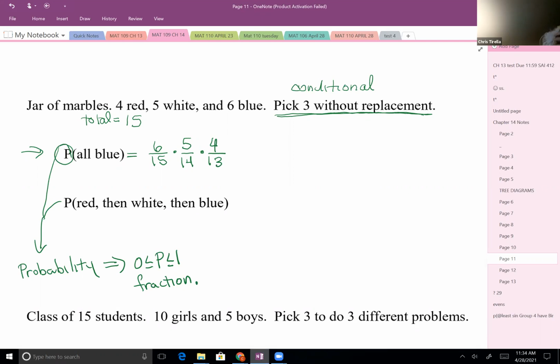And so I'm going to do a little bit of reducing before I multiply this. I think it's obvious that 5 goes into 15 3 times. I think that it's obvious that 3 goes into 6 twice. And then I could put 2 into 14 7 times. And so that leaves me with 4 over, let's see, 13 times 7 would be 91.